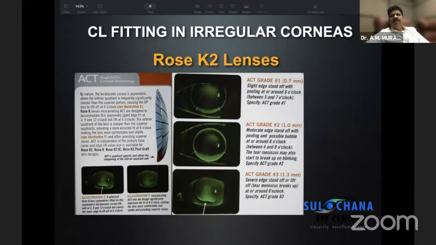So many times you would have seen patients of keratoconus wearing an RGP lens, but frequently complaining that the lens is getting ejected out. That is because the inferior edge of the lens is standing off, and this can be addressed by ACT technology. The ACT can be grade 1, 2, 3, depending on the severity of the edge standoff.